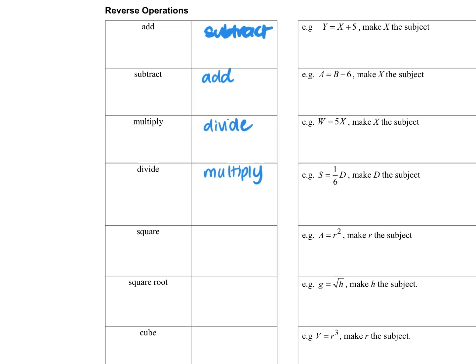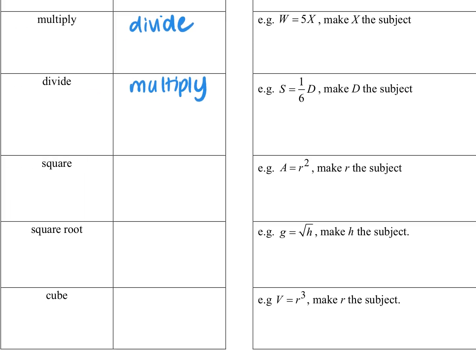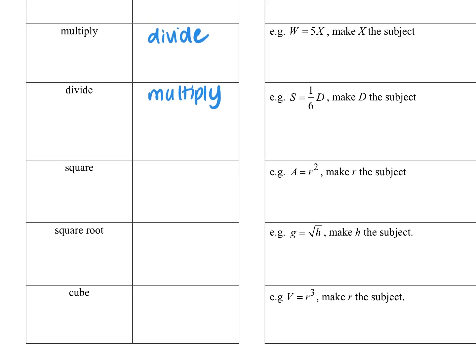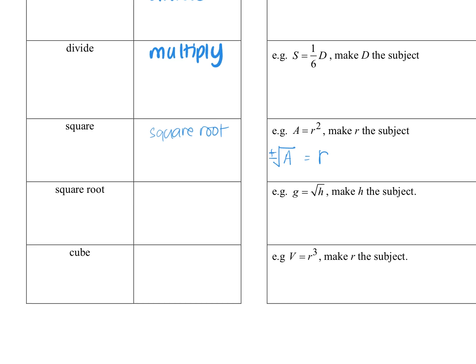For numbers that are squares, for example, A equals to r squared over here, the reverse operation will be to take square root. When you take square root, you must remember that in order to get r itself, there will be plus or minus square root of A. Square root can have two possible answers. The reverse of square root is to square.